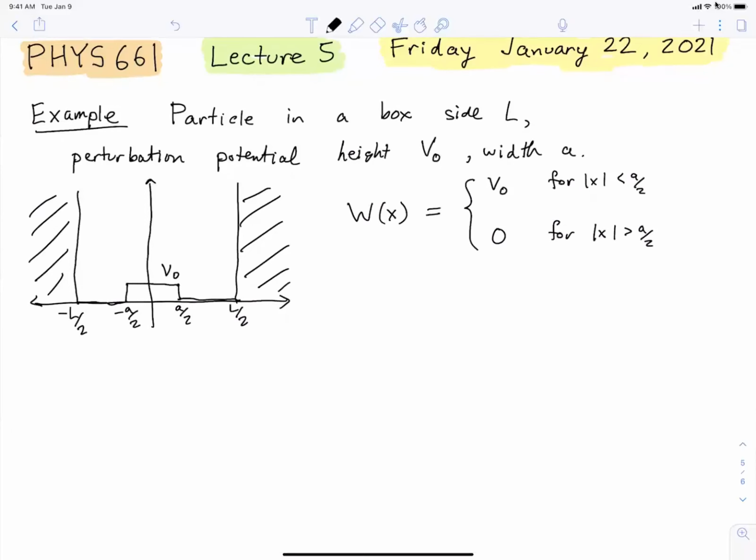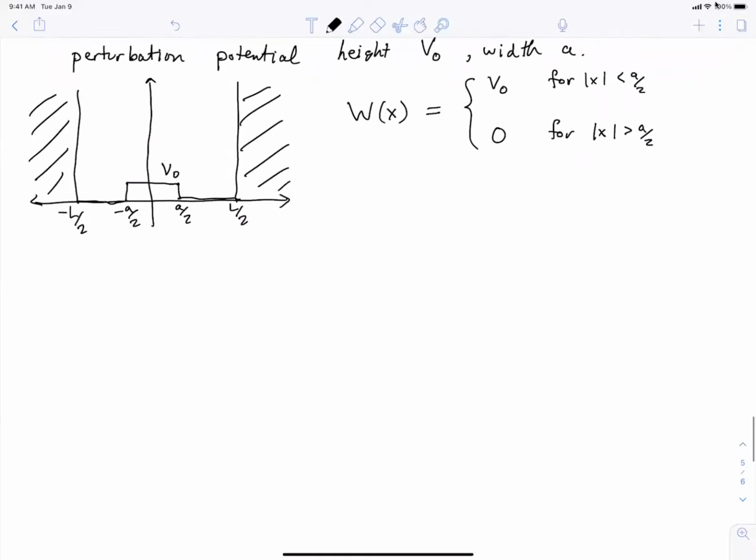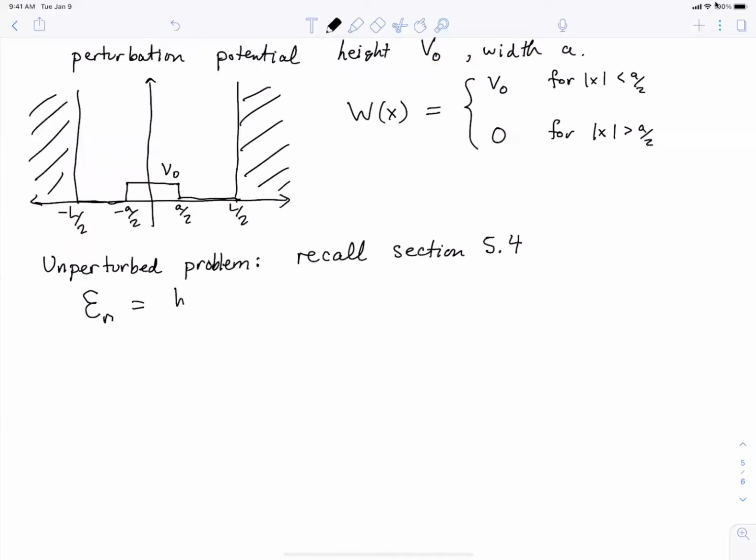Okay, so in any perturbation theory problem, the first step is you have to identify the eigenenergies and eigenstates of the unperturbed problem. So I'll write here, unperturbed problem. And fortunately, we've already done that in section 5.4 of the notes. Okay, and so the unperturbed energies, which I remind you, we use the curly E letter for unperturbed energies, are equal to h bar squared over 2m times n times pi over L squared. And this is for any integer n, as long as it's greater than 0.